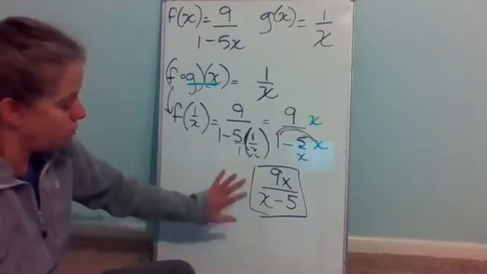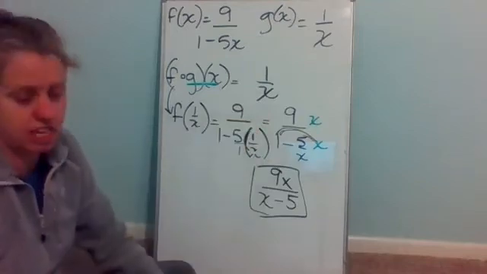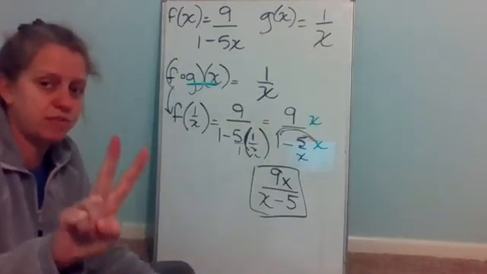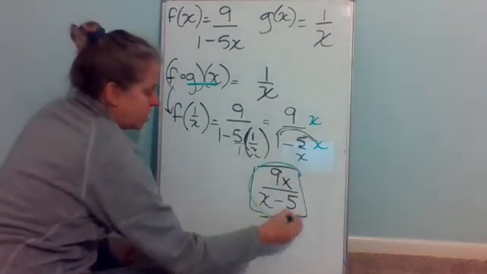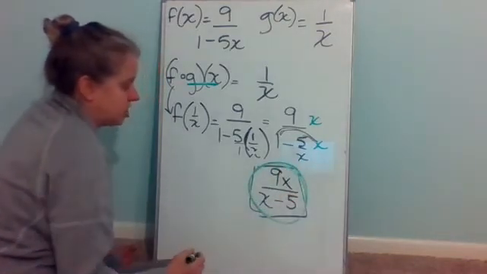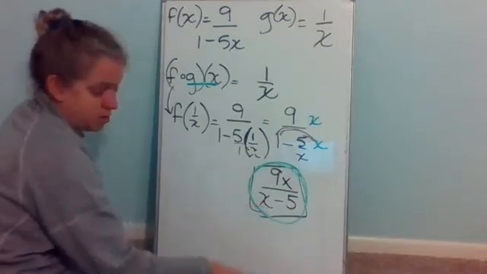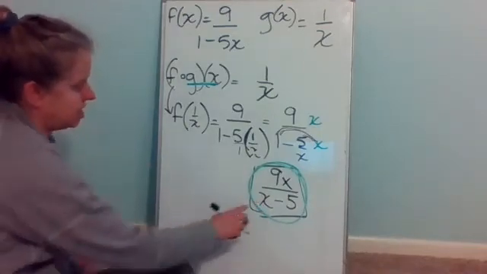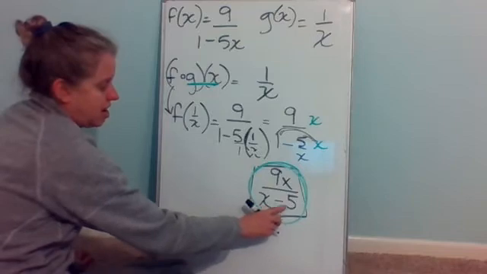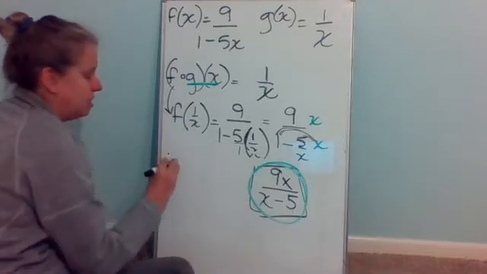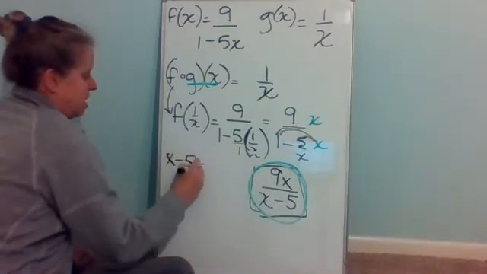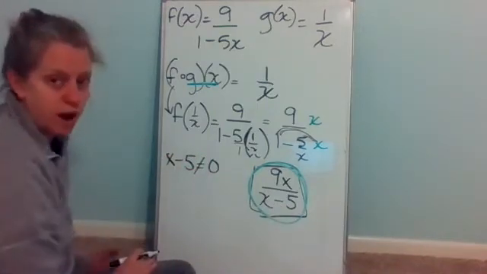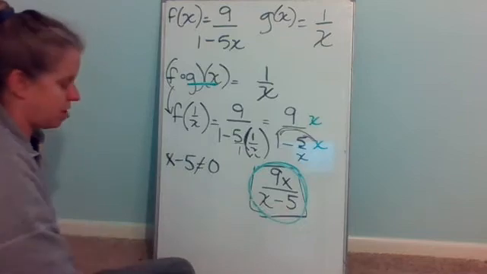Okay, now when you're finding the domain of this, you actually have to look in 2 different spots for restrictions. You look in your final answer for restrictions there. So I can see one restriction here because I have an x in the denominator. So I know x cannot equal 5. x minus 5 cannot equal 0, right? Because your denominator can't equal 0.